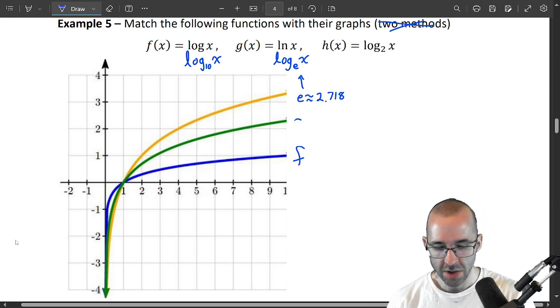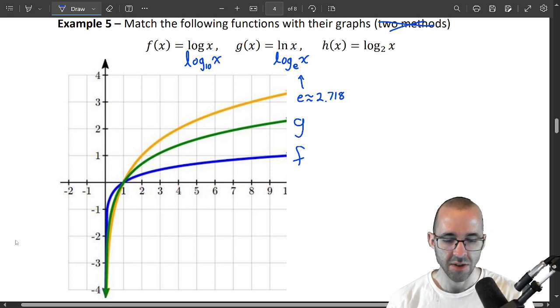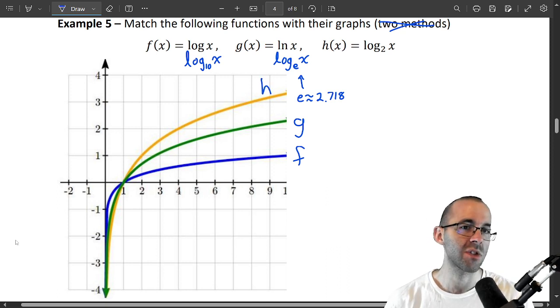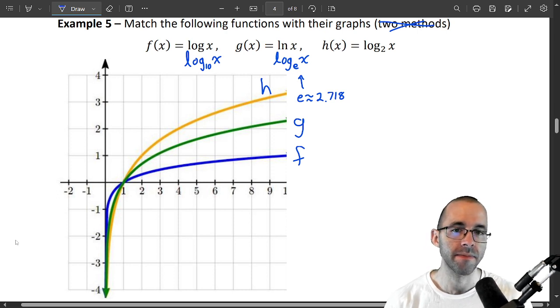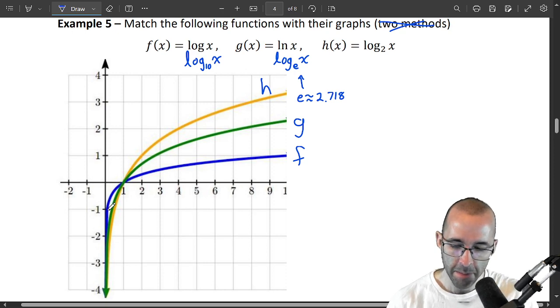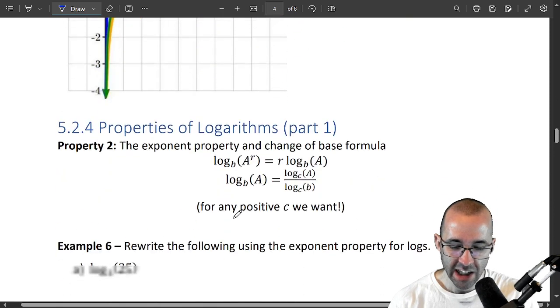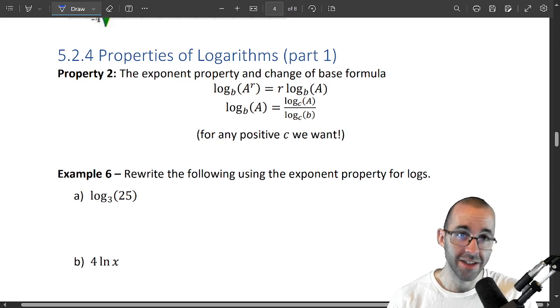This is the middle one, G, is 2.718. E is the next biggest. Means this one's got to be H. That's how we can kind of compare different logarithms. Another case is by just trying to find some points or doing some other methods. But we're not going to worry about that too much. Let me know if you have any questions, and until next time.